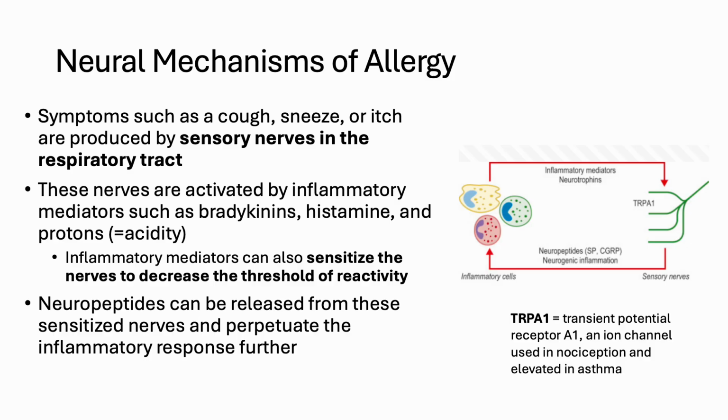And basically, you can see that the cycle here is that these neuropeptides are released, activating inflammatory cells. These inflammatory cells are going to release inflammatory mediators, which act on the sensory nerves to cause us to scratch, itch, cough, all of those things. So the cycle is really what I want to get hammered home here.